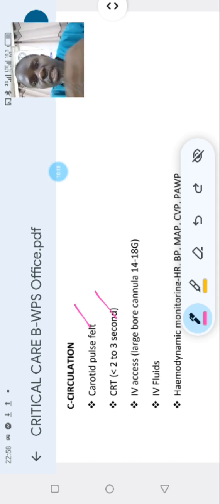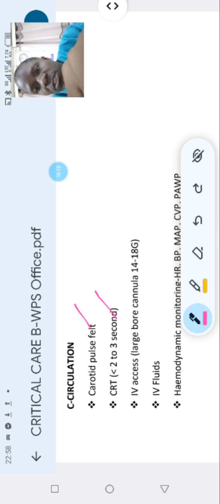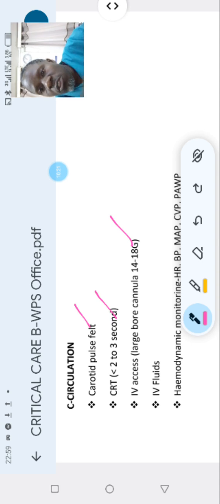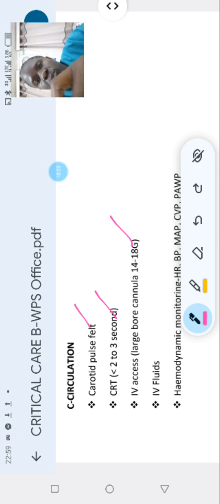Now you want to take action. What do you want to do in terms of taking action? You want to at least now cannulate the patient. So when you cannulate the patient, depending on the age of the patient, if the patient is an adult, you might want to go for a bigger cannula. So you might want to put a 16G.